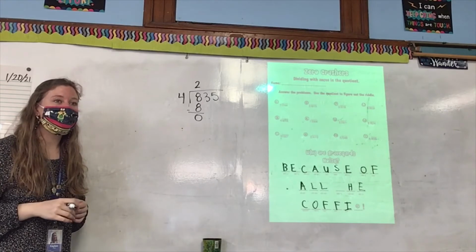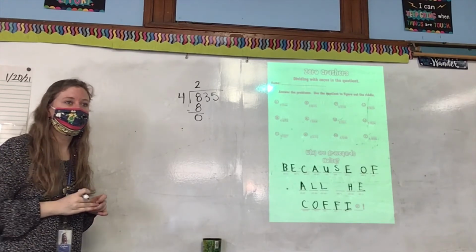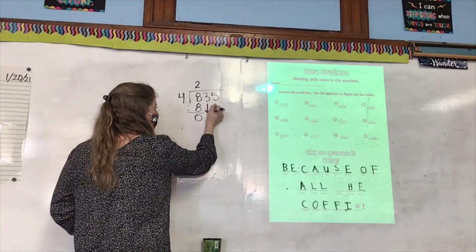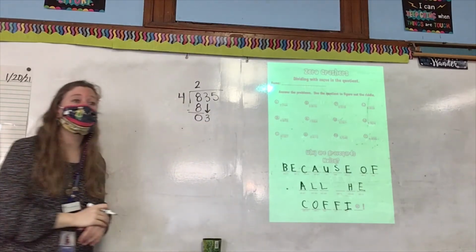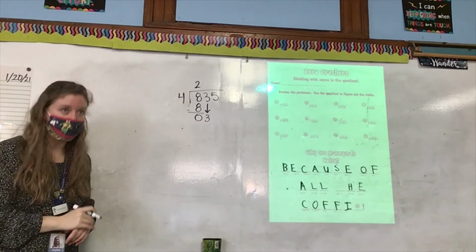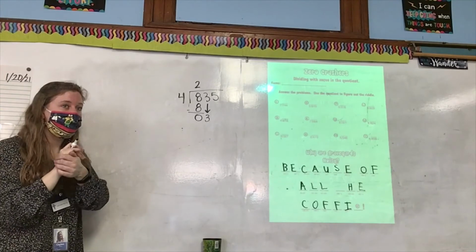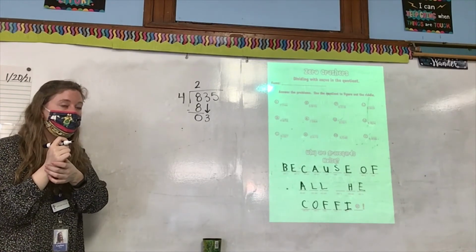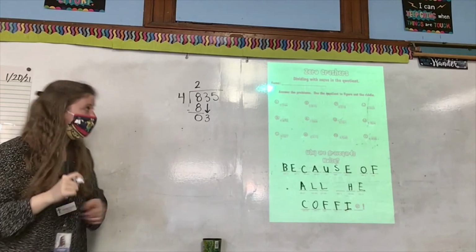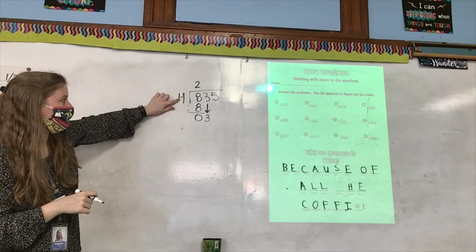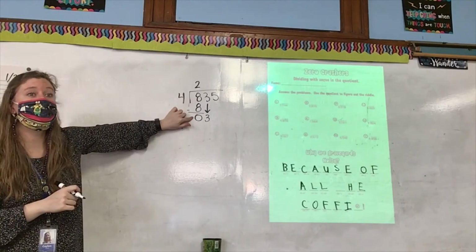Do we have something to bring down? What are we going to bring down? 3. It's the next digit that we haven't used yet. We just created a new dividend, which is 3. We just brought down. What do we do next? We see how many times 4 can fit into 3. Good. We divide to see how many times our divisor 4 will fit into our new dividend 3, which is how many times?